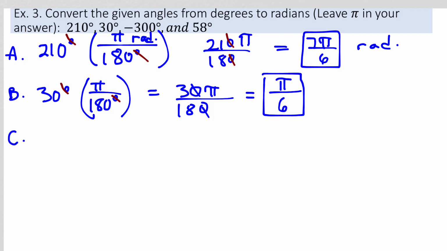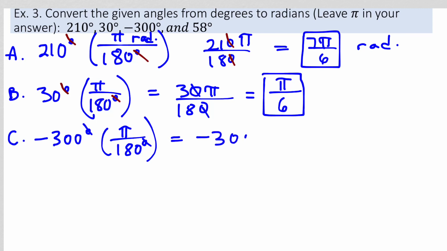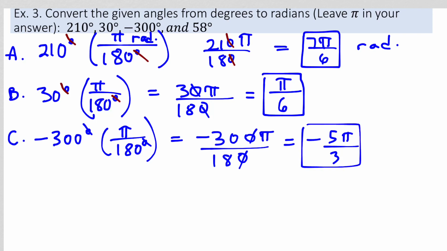Okay, C, I've got a negative angle in degrees. Convert it to radians, multiply by the conversion factor. Degrees will cancel, so you'll have a negative angle as a result as well. Nothing happens to the negative sign. Reduce. So I have negative, let's see, 6 goes into 30 5 times. 6 goes into 18 3 times. So this is my result in radians.